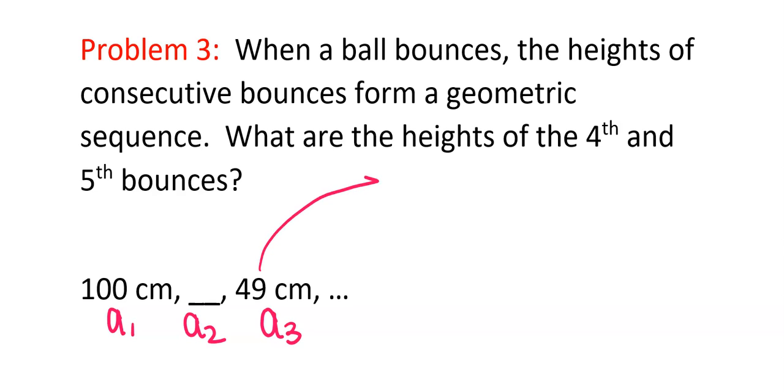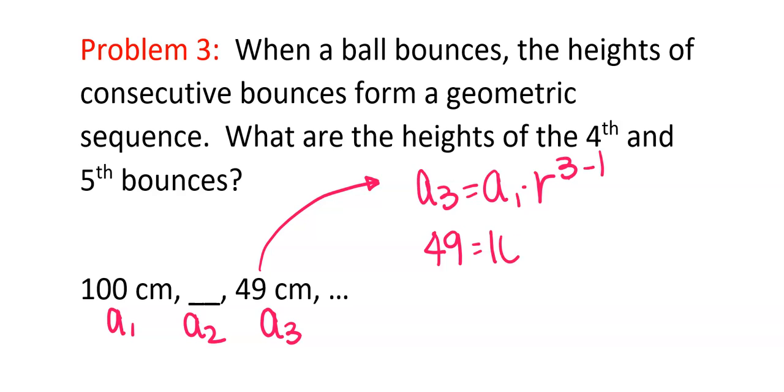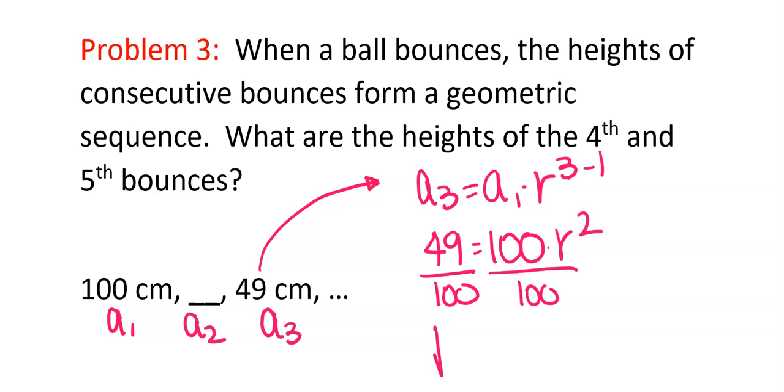So we're going to write a formula for the third one, which is a sub 3, a sub 1 times r to the 3 minus 1. Remember that 3 minus 1, the 3 is the third term, so that's why we subtract 1 from it. The third term is 49, so we'll substitute that in. The first term is 100, we'll substitute that in there. We will divide by 100 and square root both sides. So we're looking at the square root of 49 over 100, which is plus or minus 7 over 10.